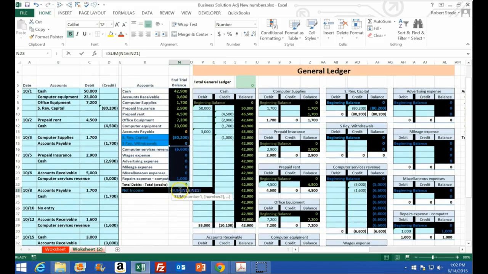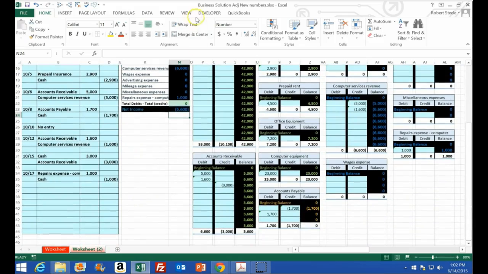Now we have net income. Net income went down by that because the expense went up, and so it reduced net income, which is the credit of here minus this. That's income, not a loss in this case.